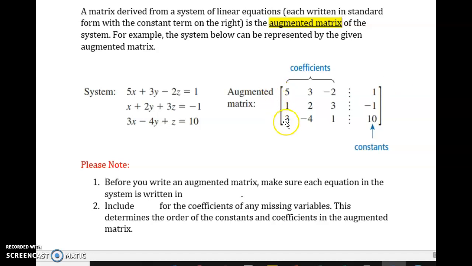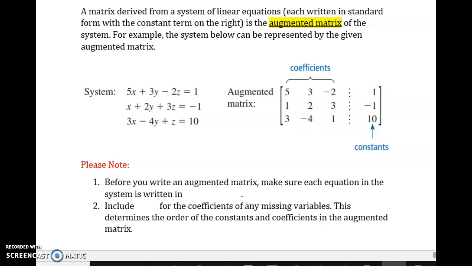So we have the 3 as the coefficient, -4, and then the 1 in the place of z, because it's understood to be a 1 in front of the z value, and that equals 10. So notice our constants are to the right, 1, -1, and 10, and all of our coefficients, our numbers that are in front of our variables, are on the left hand side.